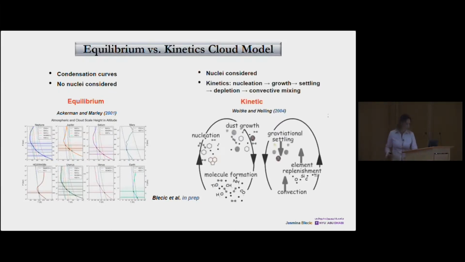Nuclei are the first step in the formation of the cloud. On the other hand, we have another, more self-consistent model, which is the microphysical kinetic model that follows the formation of the particle from the top of the atmosphere to the bottom of the atmosphere. And it does consider, first and foremost, the nuclei formation at the top of the atmosphere. After that, it follows kinetics.